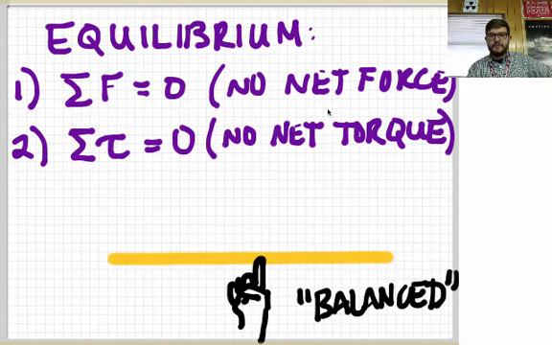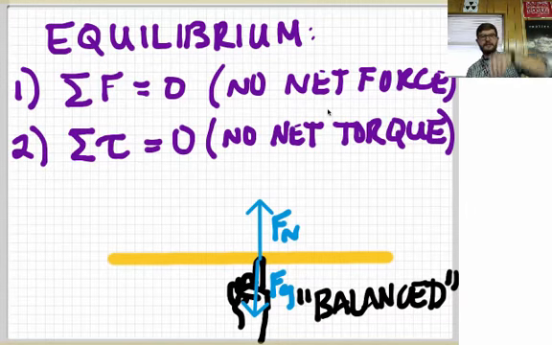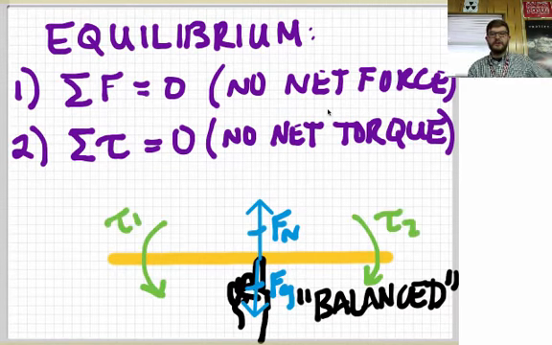If I'm balancing a meter stick on my finger, the forces are equal. The normal force provided by my finger is equal to the gravity force pulling down with the meter stick's weight. So that first condition is met: no net force. But there are also two balancing torques, and these two torques also have to be equal.